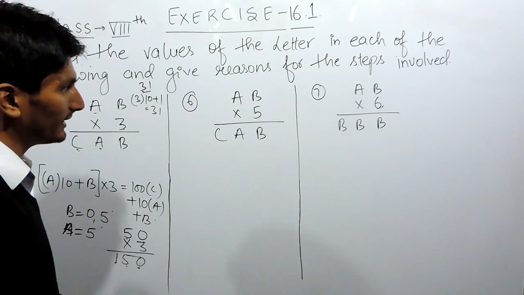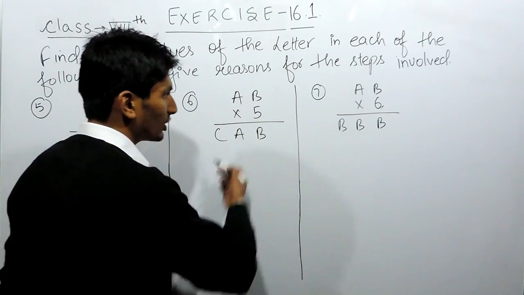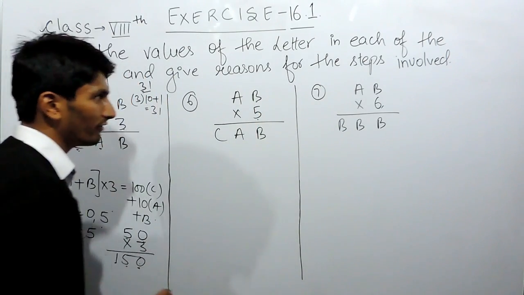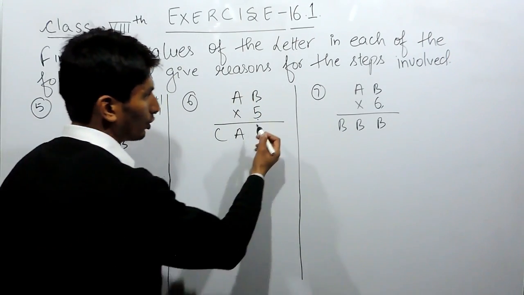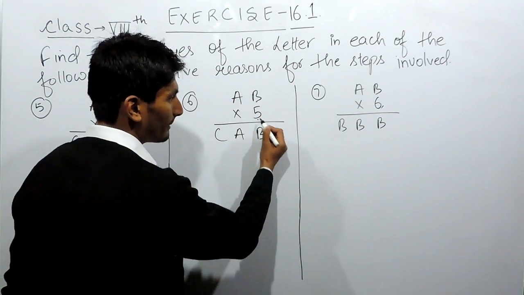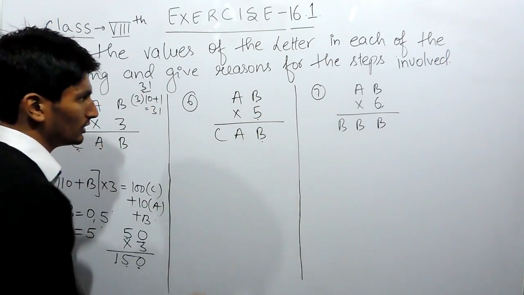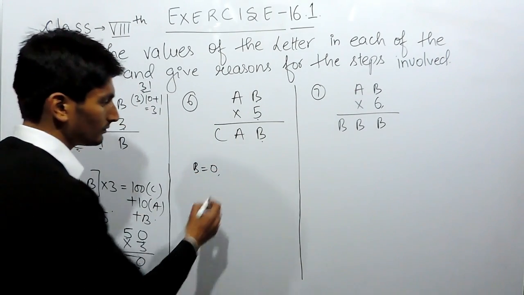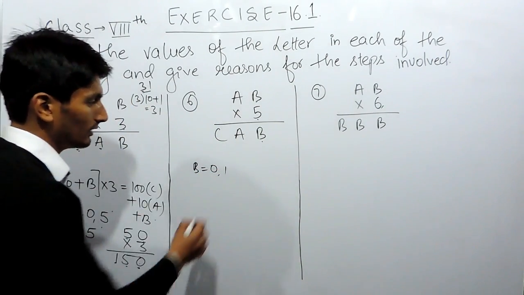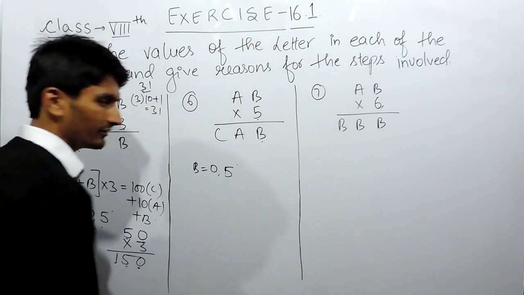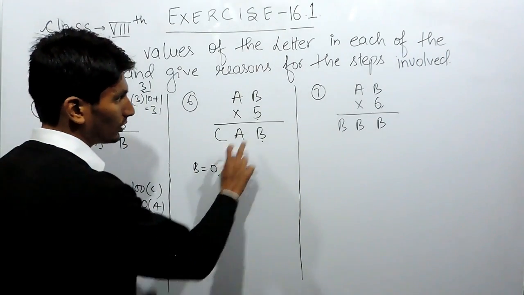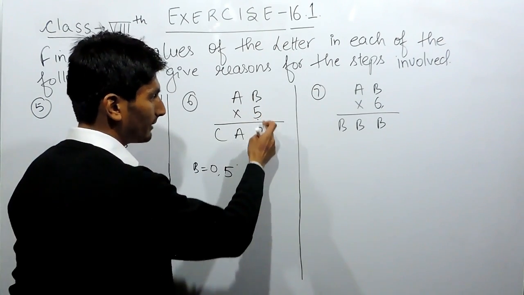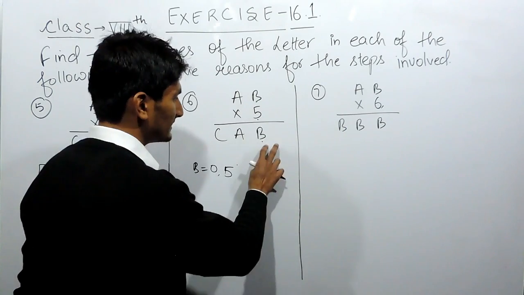The same method can be applied here also. Instead of forming an equation, we are assuming the values of A, B, C orally. So how many digits are possible which, multiplied by 5, give the same digit? Clearly the value of B can be 0 and 5. So again, these two values of B are possible. Other digits, when multiplied by 5, do not give us the same digit.